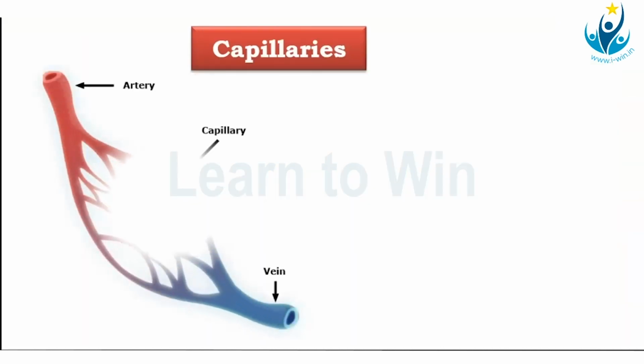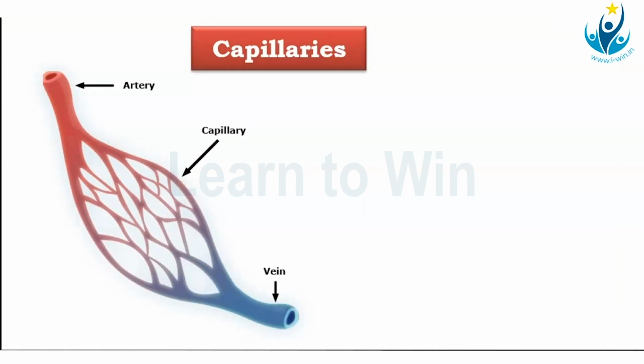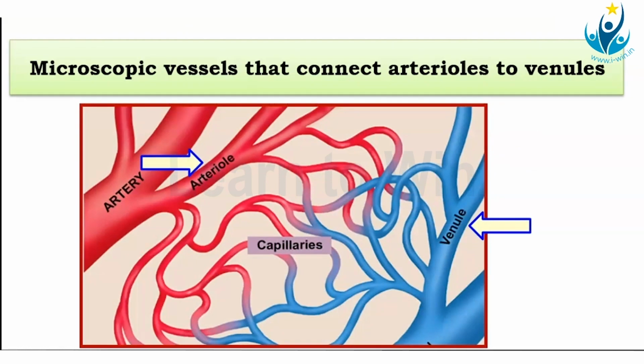So what are these capillaries? This network-like structure is what we are going to call capillaries. Now we said that arteries are ending with capillaries and veins are beginning with capillaries. So what are these capillaries? Capillaries are microscopic vessels that connect arterioles to venules.